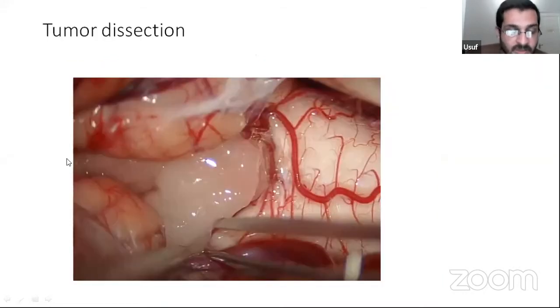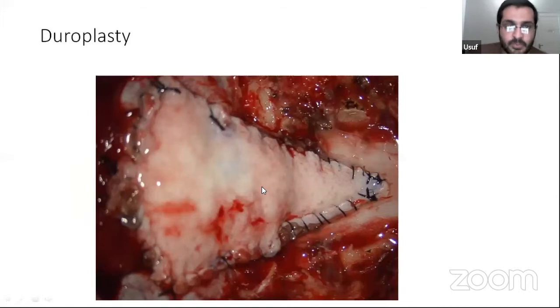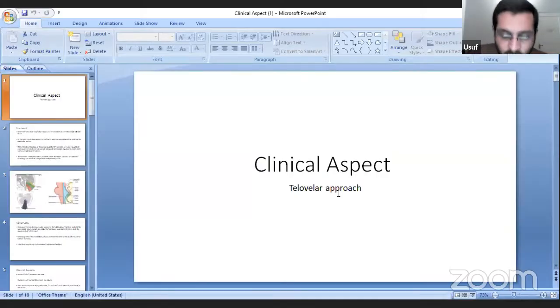So once you have incised the tela choroidea and opened the fissures, you perform blunt dissection with the help of a dissector, or a number 6, you can perform gradual dissection of this lesion. You can perform internal decompression. The normal principles of tumor removal apply. That is internal decompression followed by extracapsular dissection. Once you have removed the lesion, you perform a good duroplasty and then you close. So this is just about it for the telovelar approach.